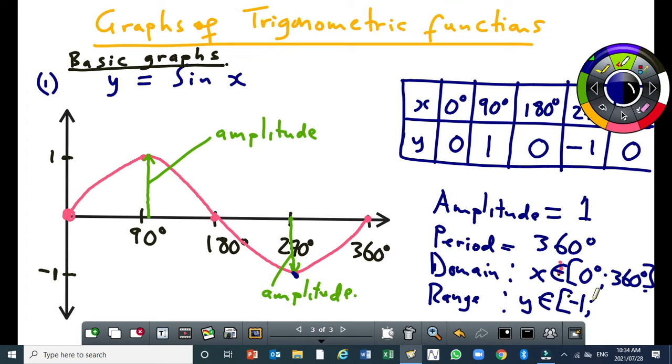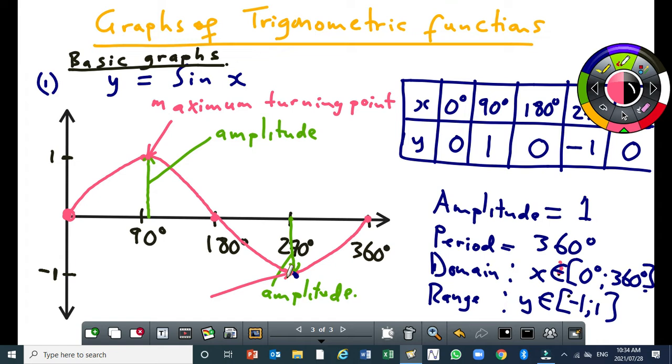I think I need to remind you, so let's add this on the graph. This point here, that point is called a maximum turning point. And this point is called the minimum turning point.